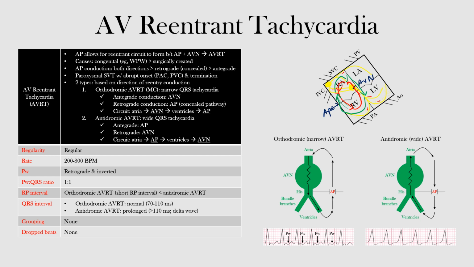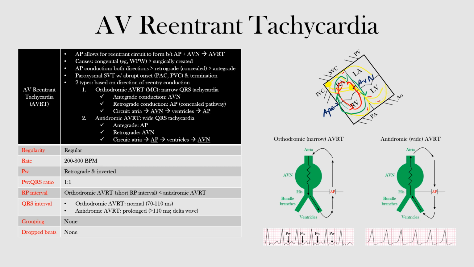All right, so AVRT is often triggered by a premature atrial or ventricular contraction. In other words, there is some initiating factor like a premature beat that throws off the timing of the rhythm and results in an abrupt onset of this arrhythmia, similar to what we see in AV nodal reentrant tachycardia.